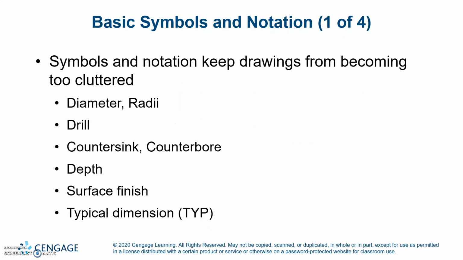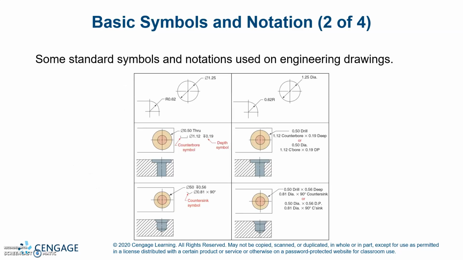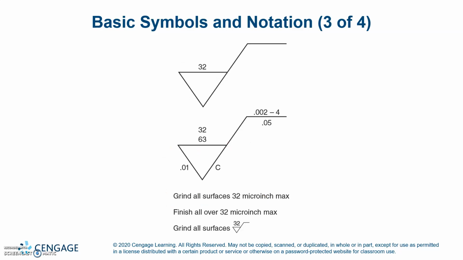Basic symbols and notation. Symbols and notation keep drawings from becoming too cluttered. Diameter, radii, drill, countersink, counterbore, depth, surface finish, typical dimensions. Some standard symbols and notations used on engineering drawings. So there are a few of the symbols: counterbore, depth, countersink, diameter, radius, and so forth.